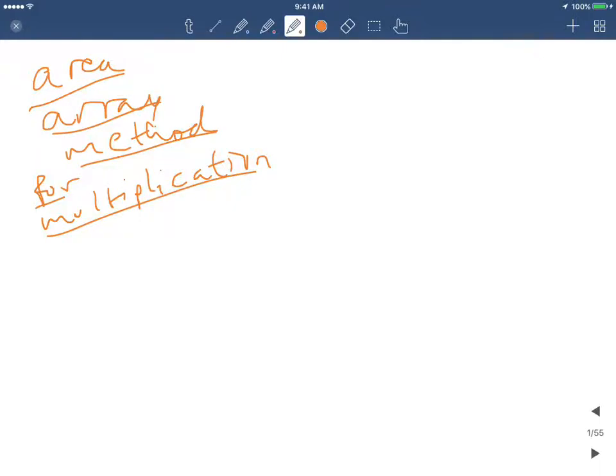You should know that this is called the area array method because it utilizes the concept of area and arrays. So if we have 2 times 6, these would be arrays. 1, 2, 3, 4, 5, 6. 1, 2, 3, 4, 5, 6. Arrays could also be circles or boxes.